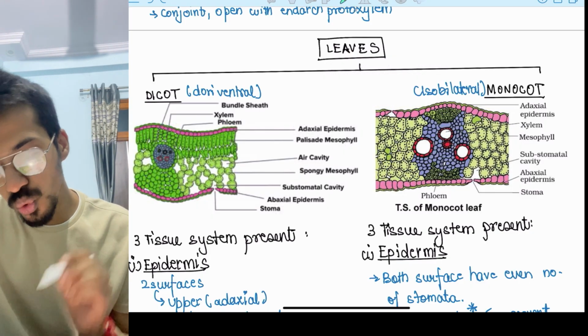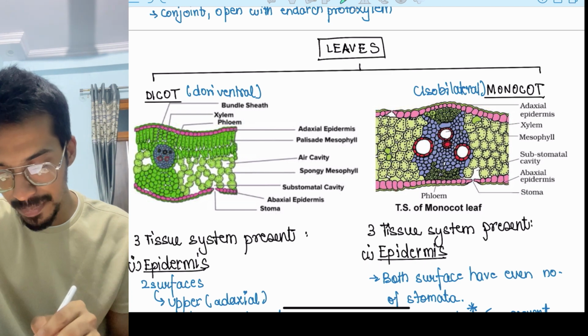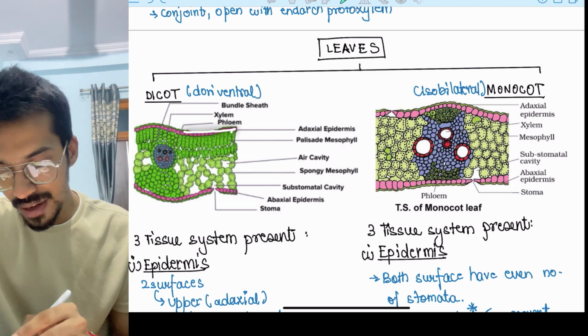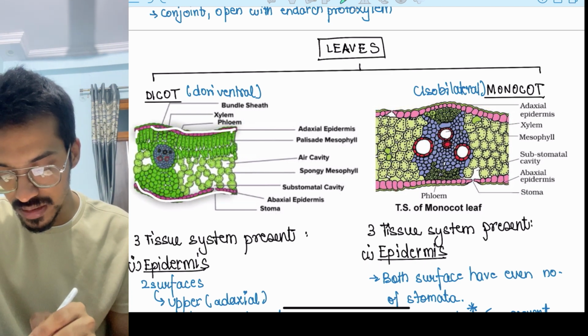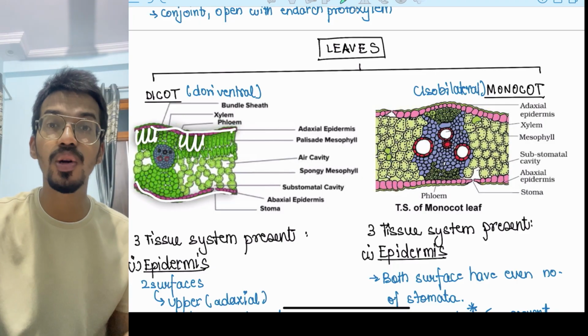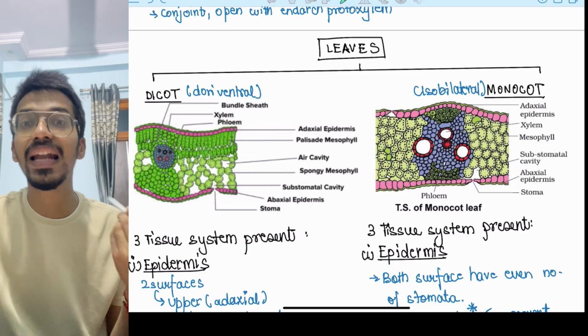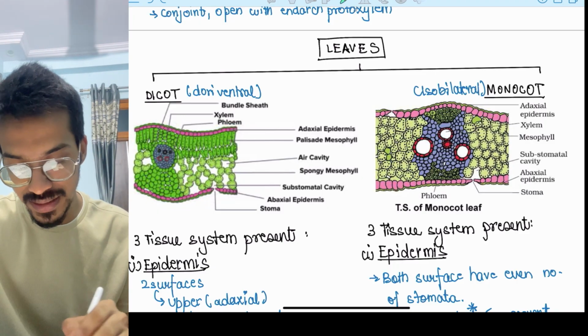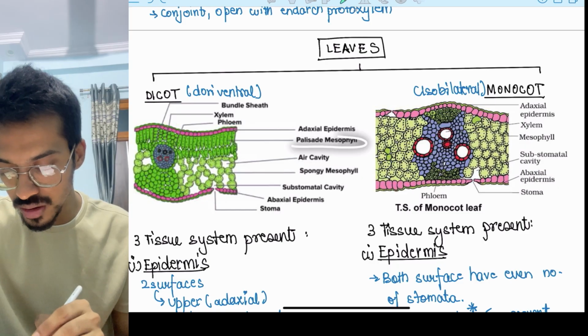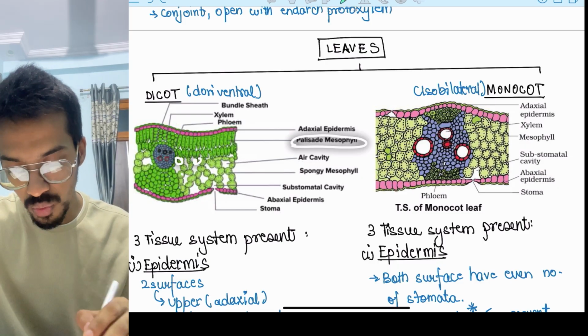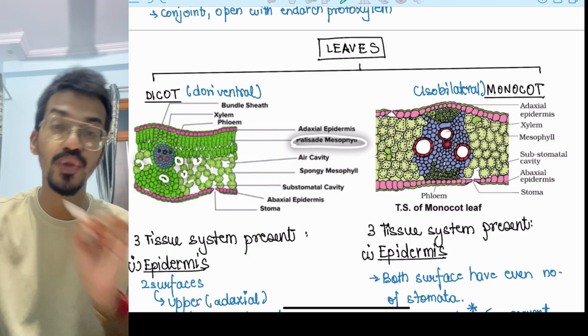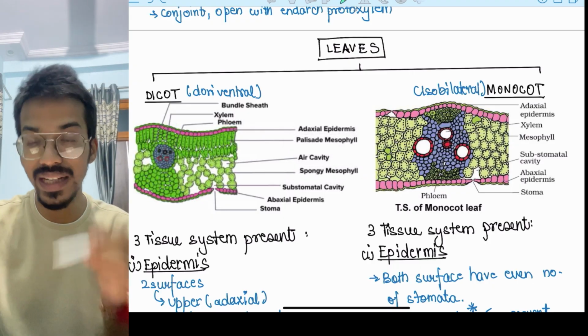Okay, then we have two different types of cell layers. This is the epidermis cell. Then we have these long columnar cells, which are the palisade cells. So these are palisade mesophyll cells. And these circular cells which you can see are spongy mesophyll cells. So two different types of cells are present in the dicot.